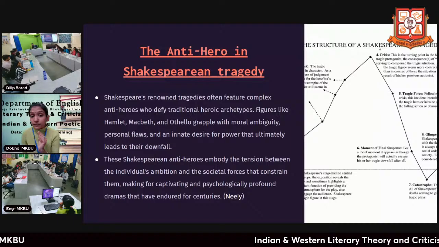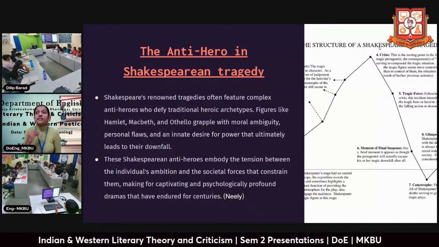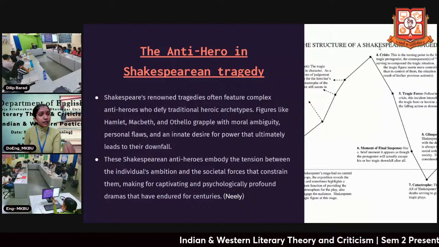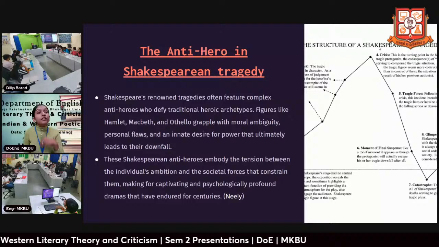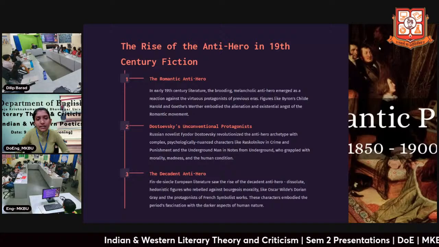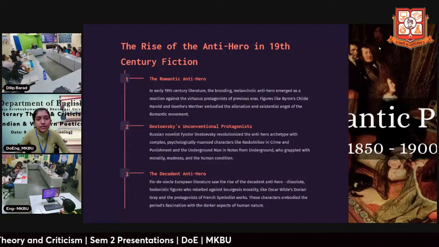In the classical hero, we find that they are fighting against the gods, fighting with the gods and the spiritual aspects for the human condition. By the time we have Shakespearean tragedy and the Shakespearean anti-hero, we find they are fighting for themselves, for their ambition. The change. The rise of the anti-hero in 19th century fiction: the romantic anti-hero in 19th century literature, the brooding, melancholic anti-hero emerged as a reaction against the virtuous protagonists of previous eras.